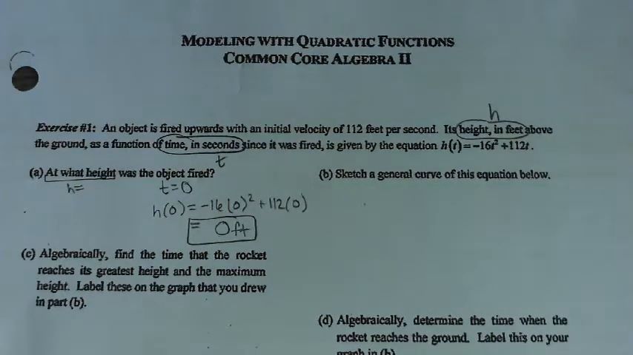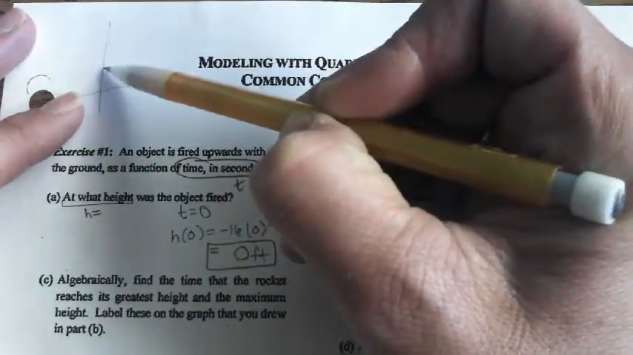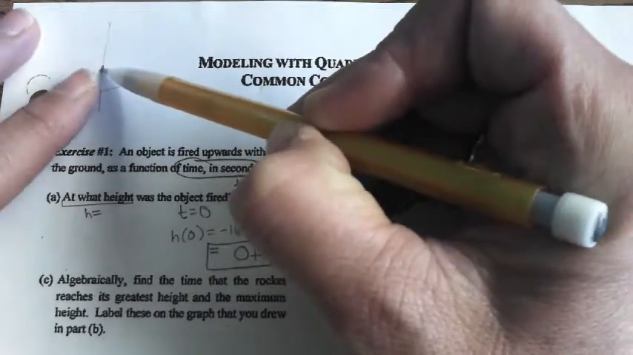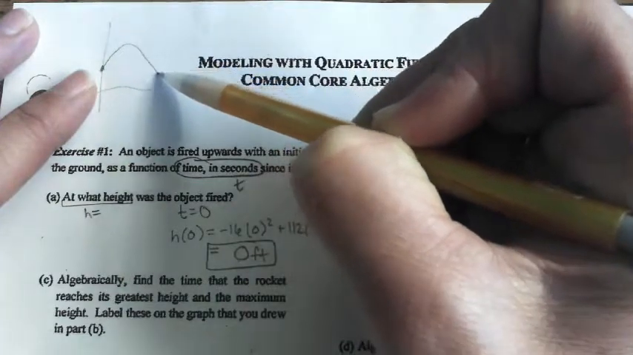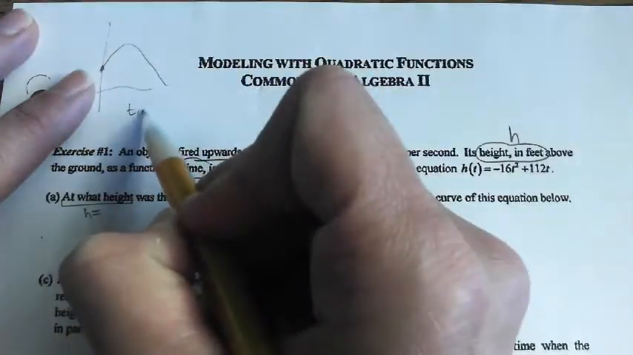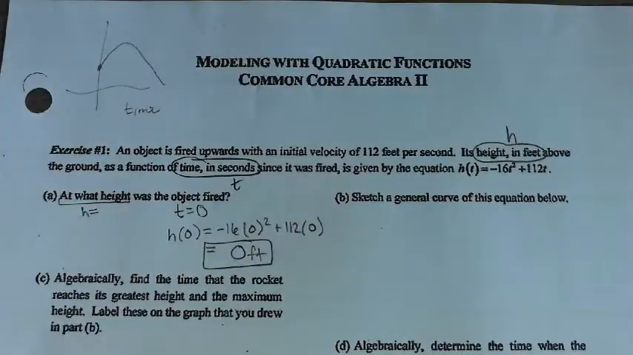Not all things are fired from the ground. You're going to see problems where it's fired from the top of a building or something like that. But firing objects just because of gravity is always a good quadratic model, because when you fire something up into the air and it eventually comes back down, as time passes, your height carries on that form of a parabola. So it's common for the word problem to be about firing an object into midair.